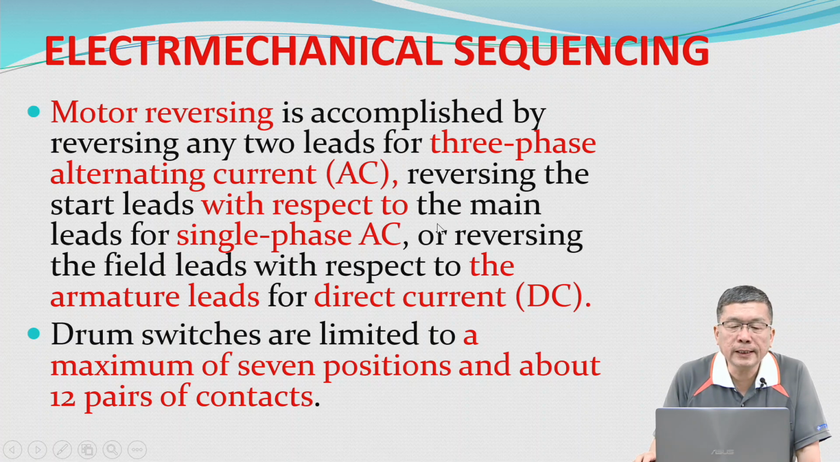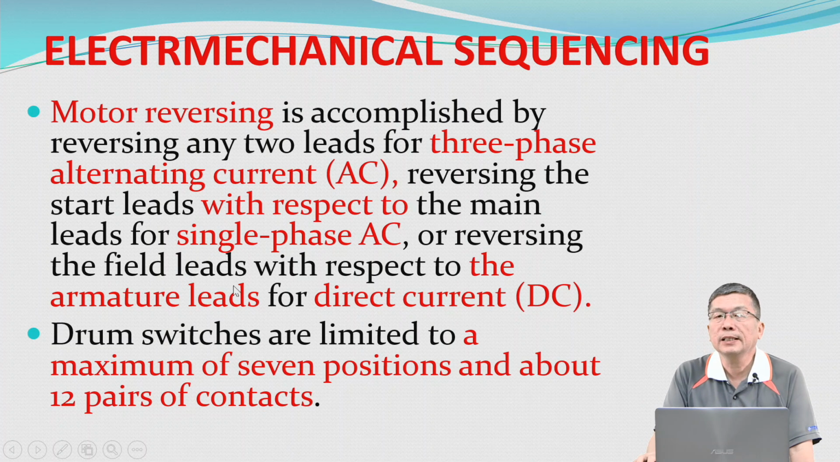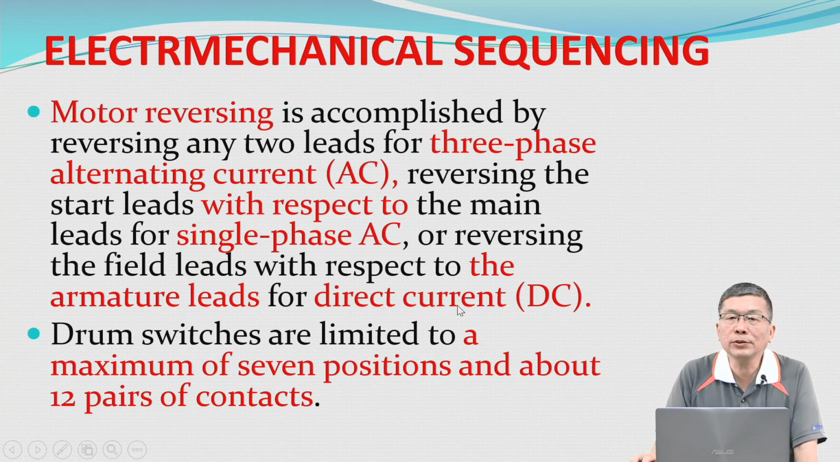Motor reversing is accomplished by reversing any 2 leads for 3-phase alternating current AC, reversing the start lead with respect to the main lead for single-phase AC, or reversing the field leads with respect to the armature leads for direct current DC.